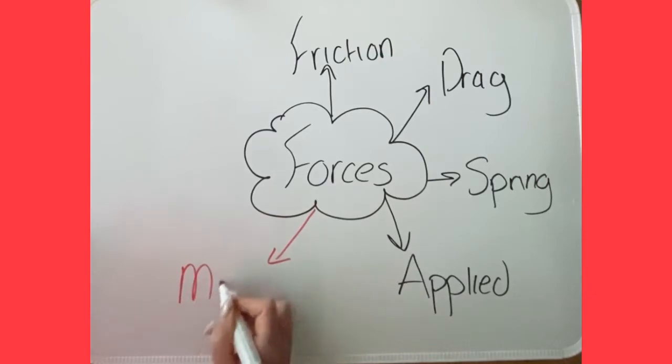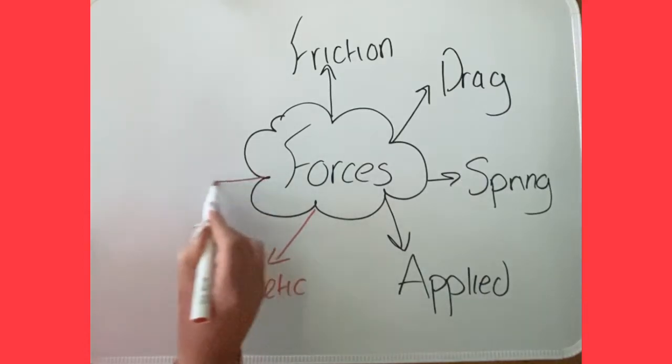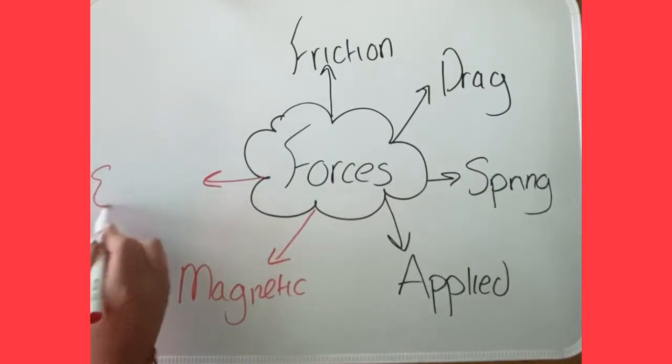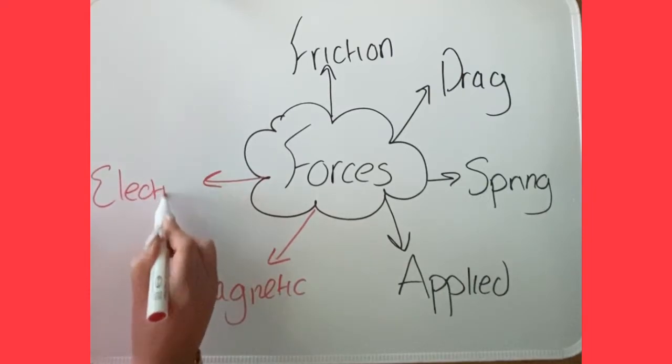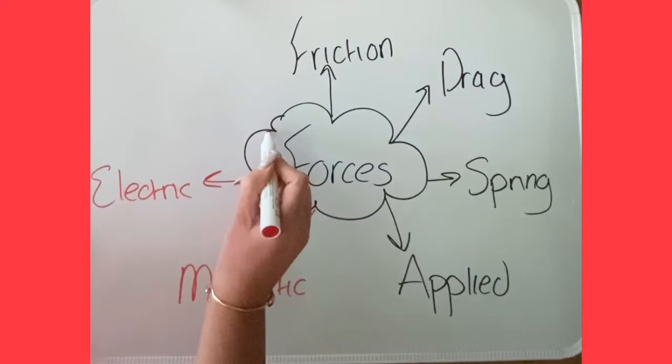The next force is electric force. Now this is very similar to magnetic, as it is also between two charged particles. However, you would find electric force in an electric motor between the magnet and the coil.